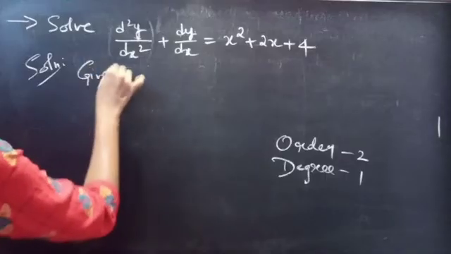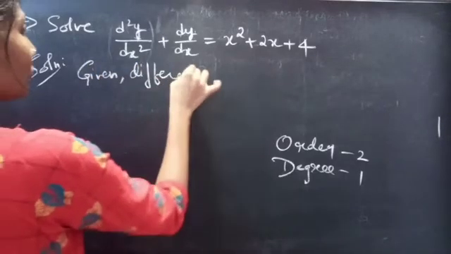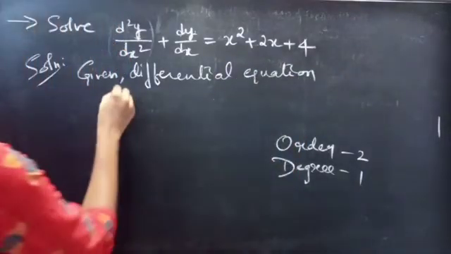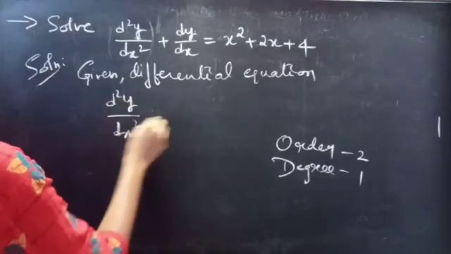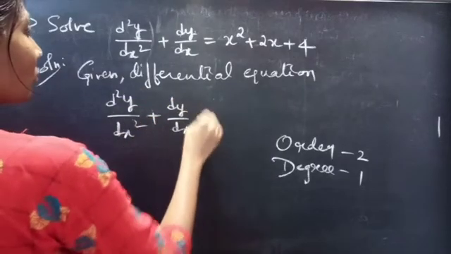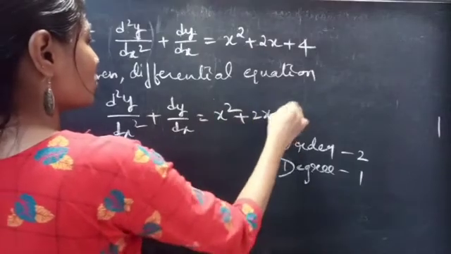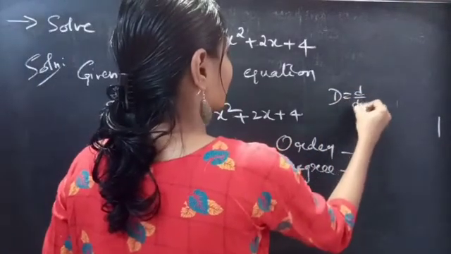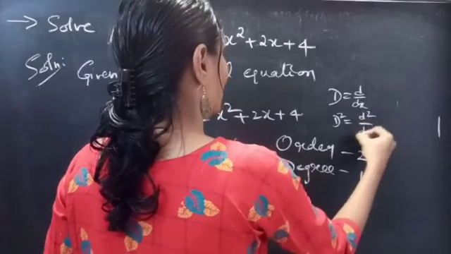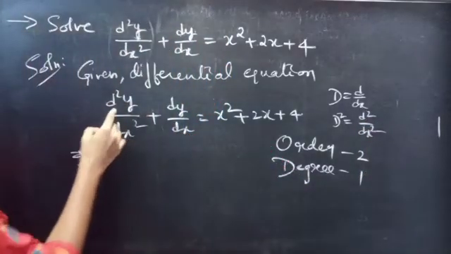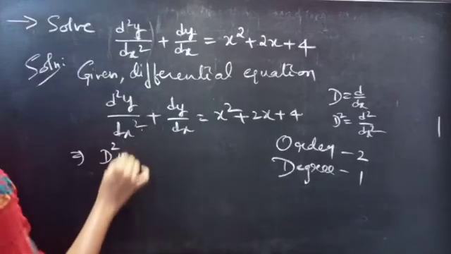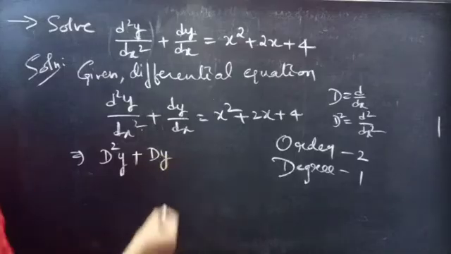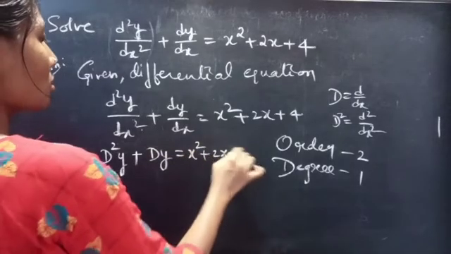Solution: given differential equation d square y by dx square plus dy by dx equals to x square plus 2x plus 4. We know that D is a differential operator, then D square will be d square by dx square, right? Now we can write d square y by dx square as D square y, and we'll write dy by dx as Dy, equals to x square plus 2x plus 4.